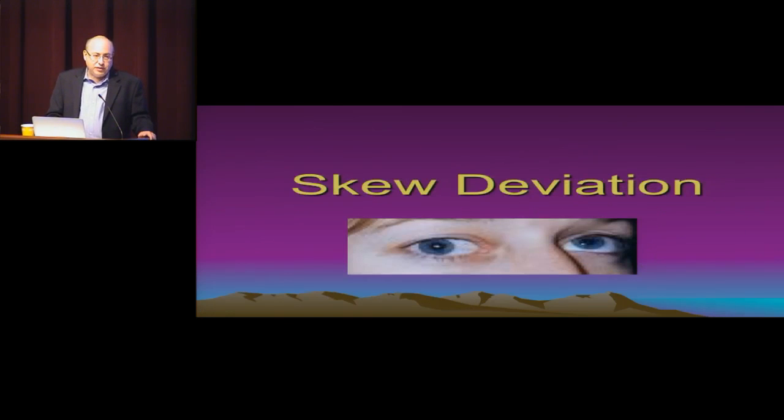Skew deviation is important to know about. It's very confusing for most people. It's quite simple. It's a vertical deviation. One eye's higher than the other. It's not a fourth. It's not thyroid. It's not myasthenia. That's all you got to know. One eye's higher than the other.